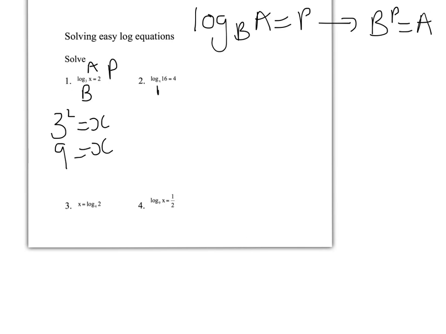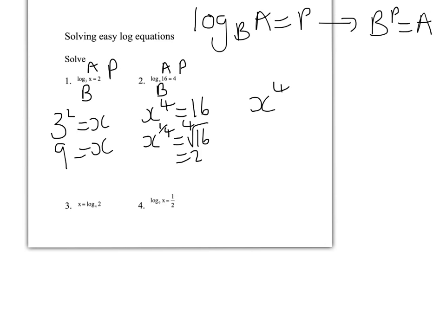Let's do this one. The x is the base, the 16 is the a, and the 4 is the p. So we're going to end up with x to the 4 equals 16. Okay, that's not too bad. If x to the 4 is 16, we've got a little bit more to do. Some people just say they can see that they're going to do the 4th root of 16, which is 2.